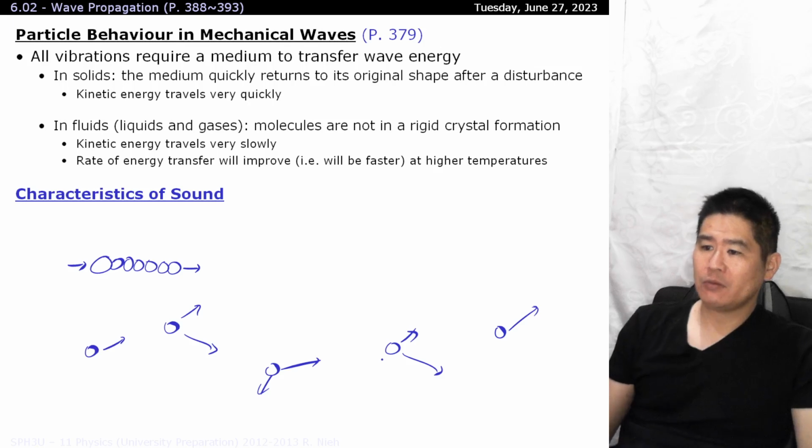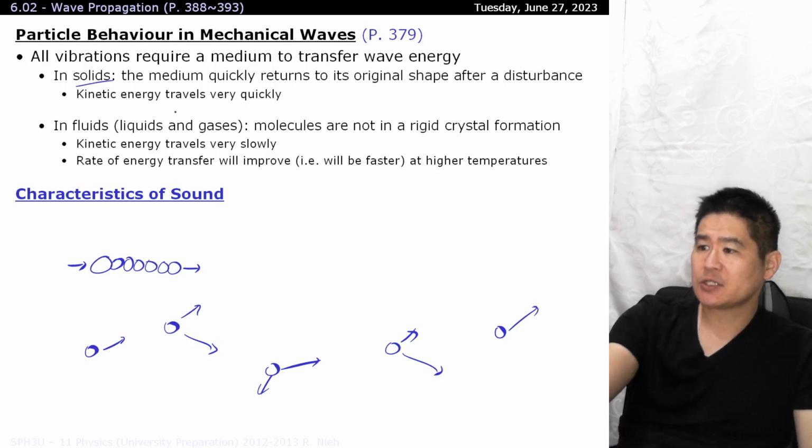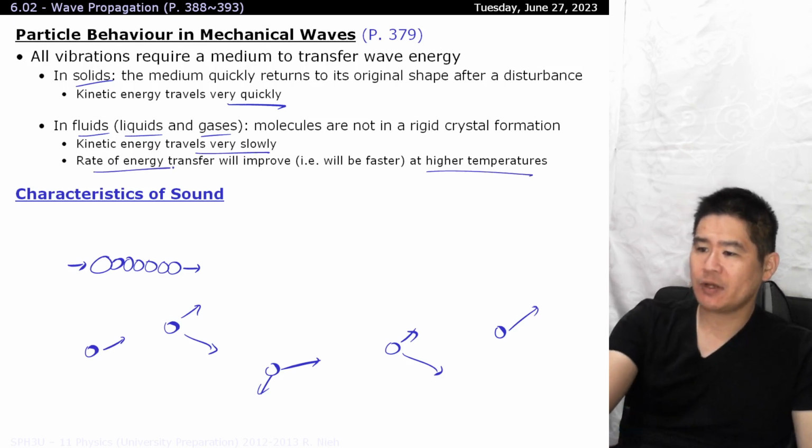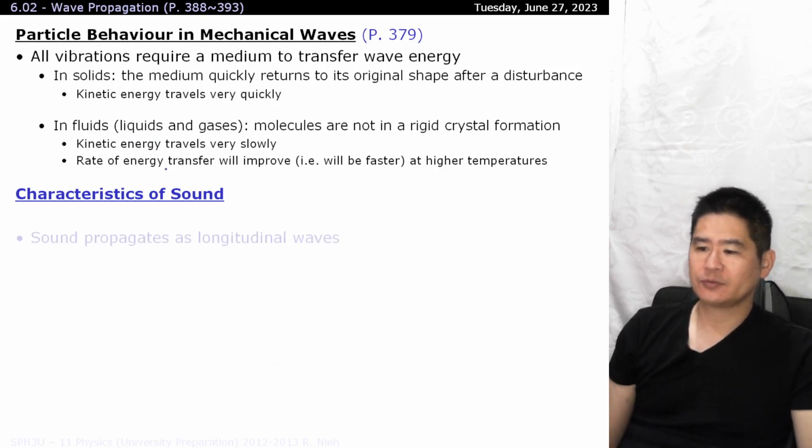Alright, but for now we know that typically in solids, energy travels very quickly. And in fluids such as liquids and gases, the sound travels a lot slower. Alright, and yes, at higher temperatures, usually the rate of energy transfer does improve.